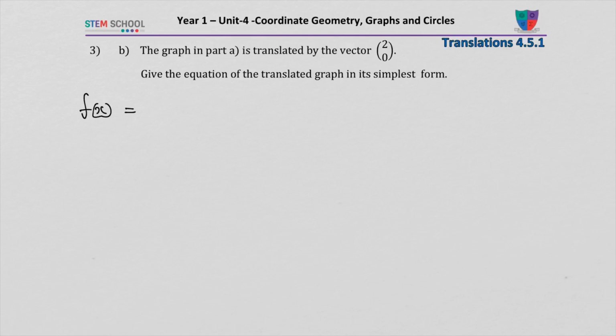f of x is (x minus 1)(2x minus 3)(4 minus x).